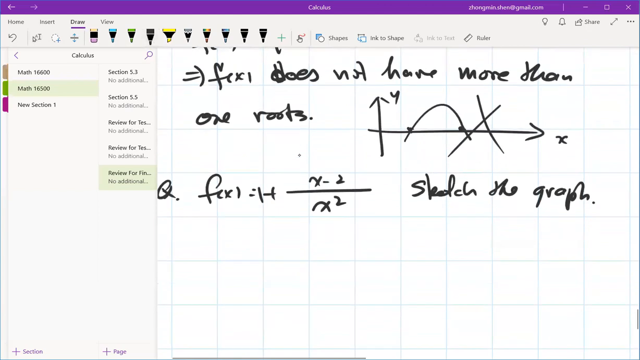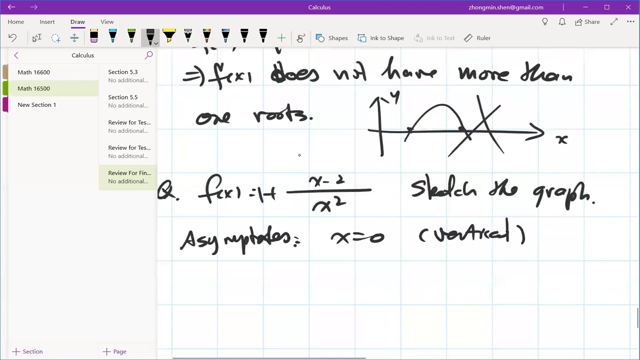So take a look at this. I probably have to find the intercept first. There's no y-intercept because there's an asymptote, right? Let's look at the asymptotes first here. The asymptote x equals 0 is a vertical one. And the horizontal one is y equals 1.